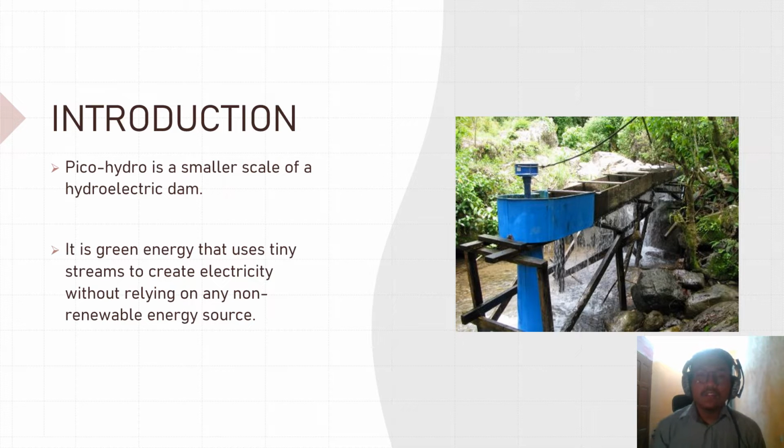As for the introduction, Pico-Hydro system is like a smaller scale of the hydroelectric dam. Its function is to generate electricity by using the energy of the flowing water to spin the turbine, thus generating electricity without depending on any non-renewable energy source.